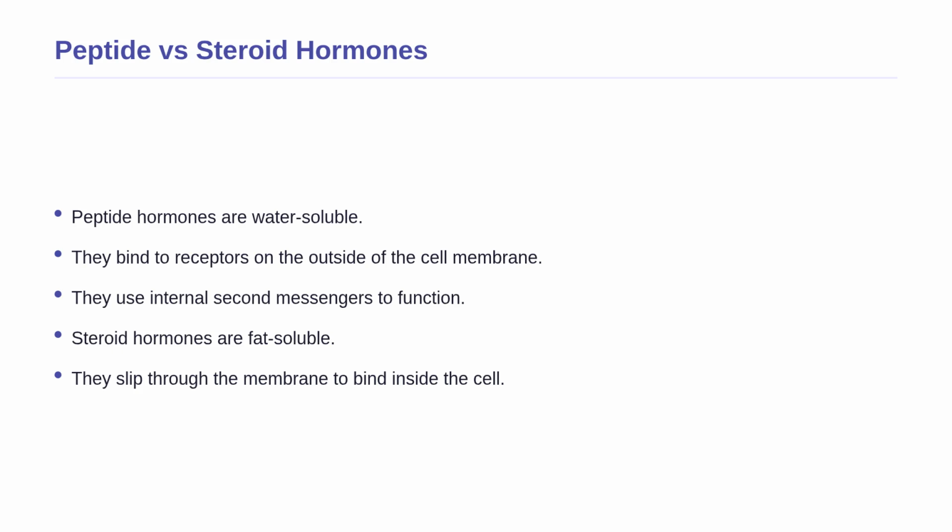This brings us to an important distinction between the two main types of reproductive hormones. Peptide hormones are water-soluble. Because they cannot pass through the fatty cell membrane, they bind to receptors on the outside of the cell and rely on internal second messengers to get the job done. In contrast, steroid hormones are fat-soluble. This allows them to slip right through the cell membrane and bind with receptors inside the cell, directly influencing the cell's DNA. The chemical structure of the hormone completely dictates its mechanism of action.